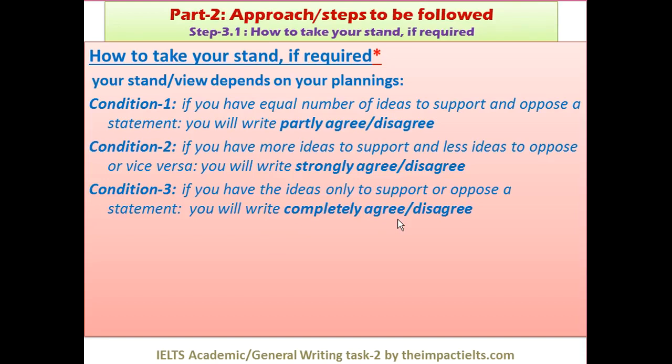So it totally depends on the ideas that come to your mind at the time of planning. What you can see clearly here is that you should have at least 3 ideas, whether all are in support or in opposition. In any way, at least you should have 3 ideas. But if you want to take this stand, in that case, you should have about 2 equal ideas for each paragraph.